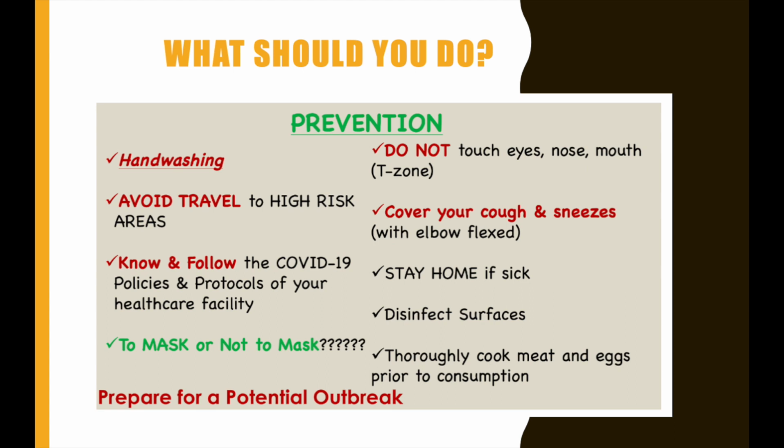So the number one thing that you should be doing is proper hand washing techniques. Make sure you're washing your hands with soap and water, and if that is not readily available, make sure you're using a 60% alcohol-based hand sanitizer. And remember that when you're washing your hands, make sure you're scrubbing them. Also, stay away from the T-zone of your face. This includes your eyes, your nose, and your mouth.